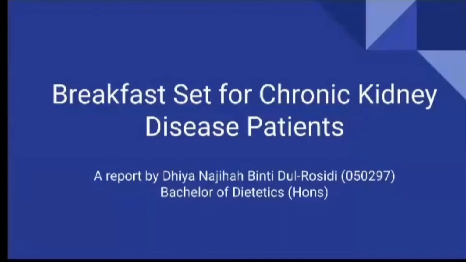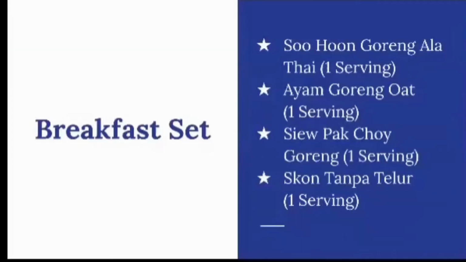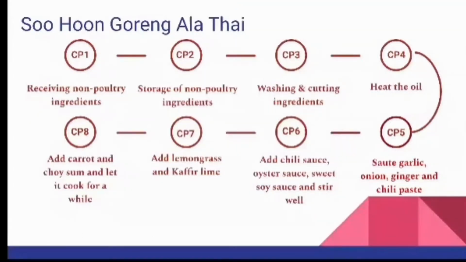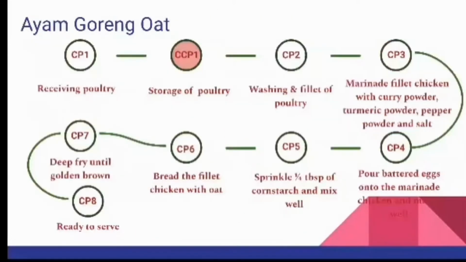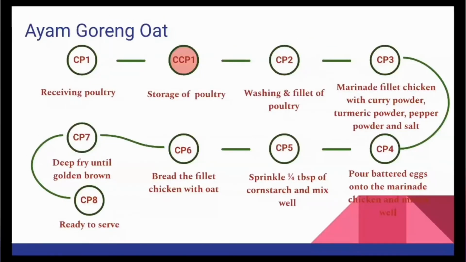Assalamualaikum, my name is Diana Jiha. Today I would like to present about breakfast set for chronic kidney disease patients. So these are the breakfast set for suhun goreng ala Thai, ayam goreng oat, siu pak choy goreng and scone tanpa telur. So this is the flow of HACCP for suhun goreng ala Thai, and this is the flow for ayam goreng oat. So as you can see here, I label the storage of poultry as HACCP1.